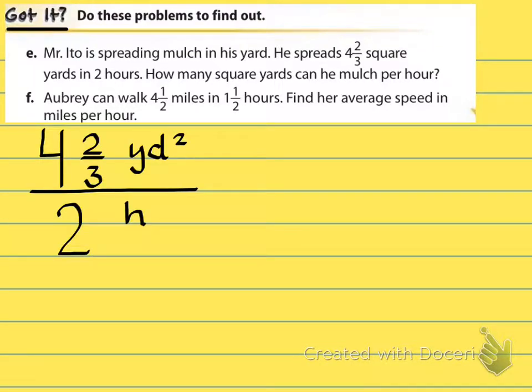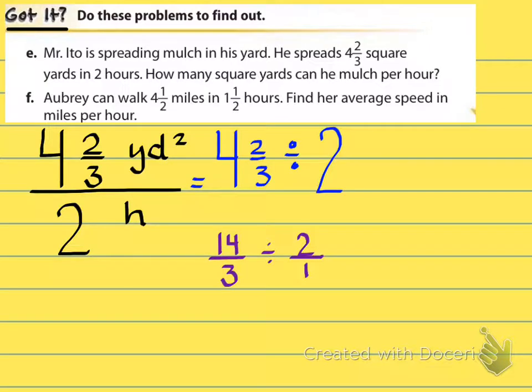You want to make sure that your rate looks similar or the same. Then we're going to change that over to a division problem. So you see 4 2/3 divided by 2. Then we need to change that 4 2/3 into an improper fraction. So now you get 14/3 divided by 2 over 1.